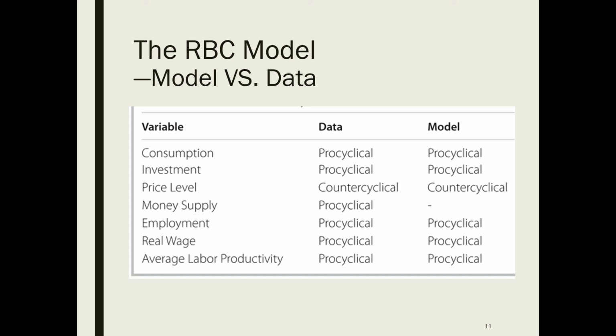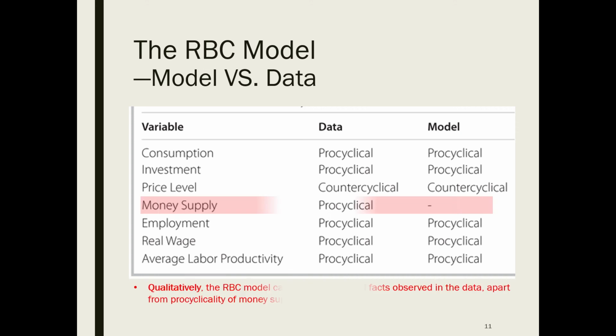However, there are two discrepancies between the data and the model. The first one is the money supply. Usually in the data, we see a procyclicality in money supply, but in our model, the money supply is acyclical because we can't change the money supply in our model, which is assumed to be exogenous.